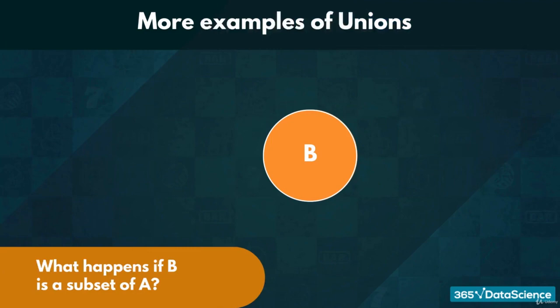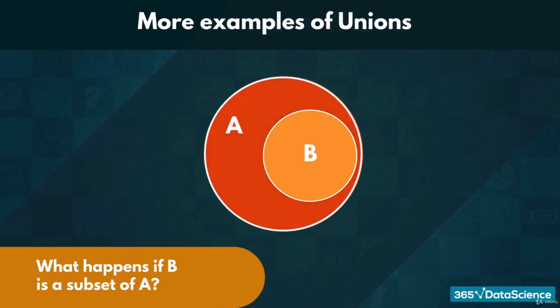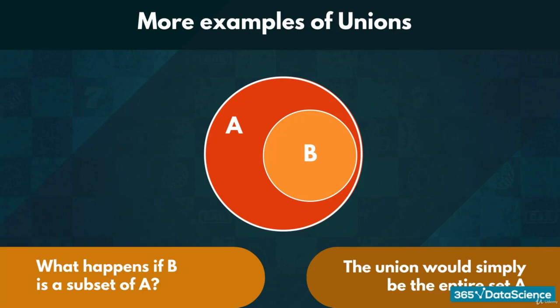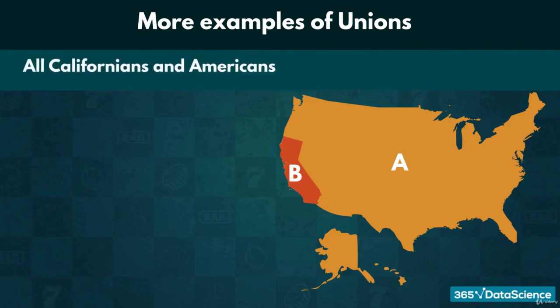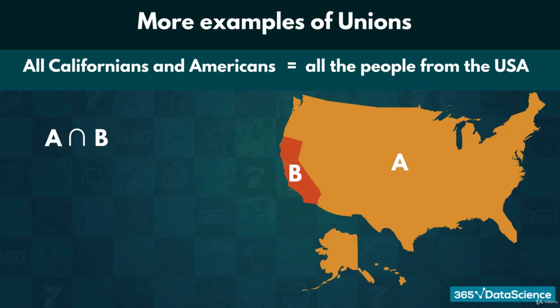Okay, so what happens if B is a subset of A? Well, in that case, the union would simply be the entire set A. Imagine event A is being from the US, and event B is being from California. If you talk about all the people who are either from California or the United States, you are simply talking about all the people from the USA. Remember that the intersection of these two sets is equal to the entire set B, so the intersection of A and B represents all the people from California.